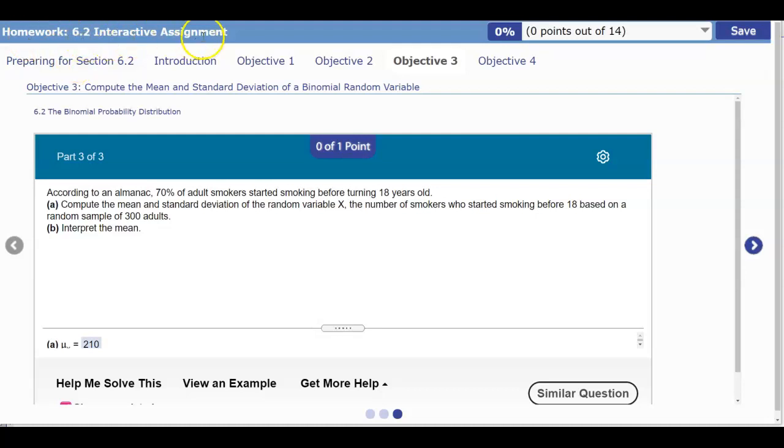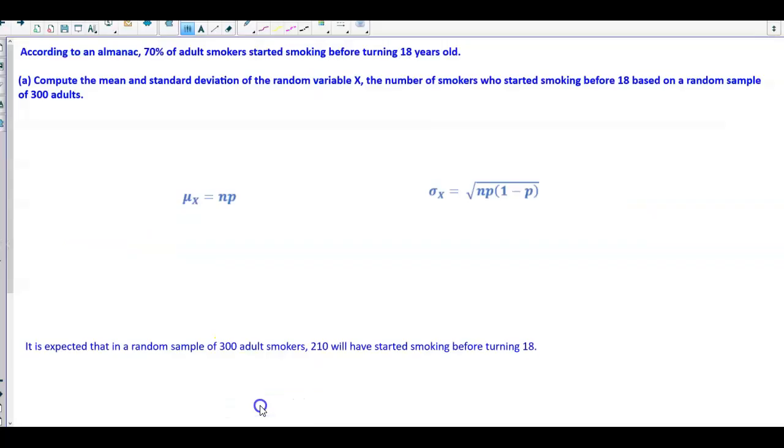Section 6.2 Interactive Assignment Objective 3. According to an almanac, 70% of adult smokers started smoking before turning 18 years old. In Part A, we want to compute the mean and standard deviation of the random variable x, the number of smokers who started smoking before 18, based on a random sample of 300 adults. And then Part B, we want to interpret the mean.